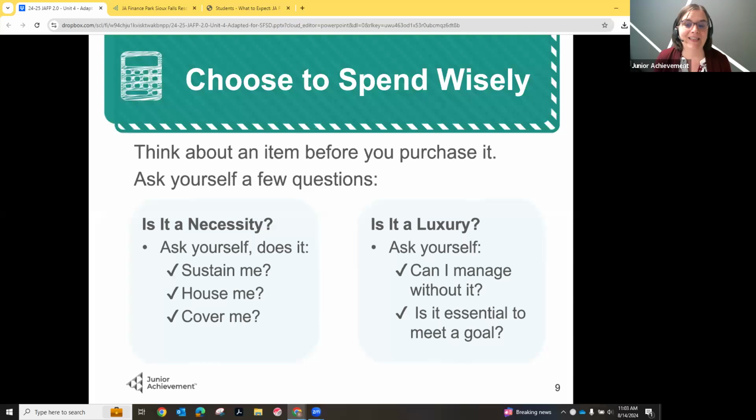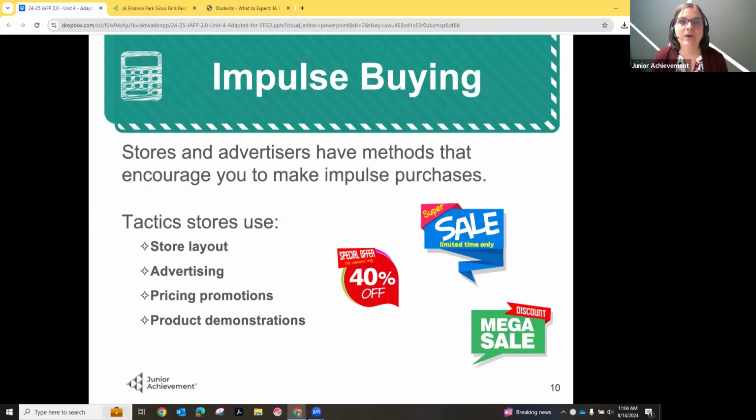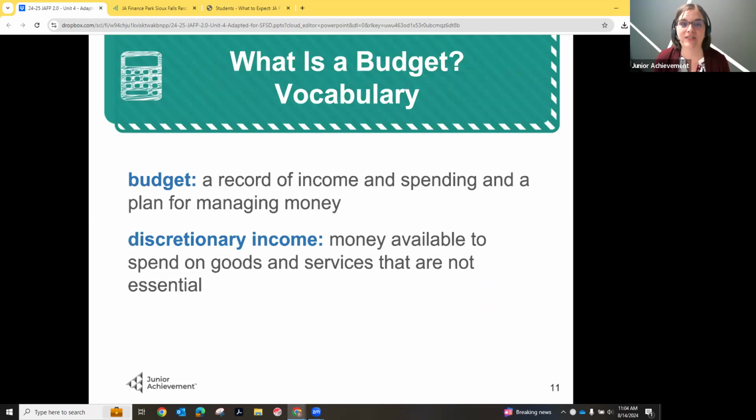Again, is it a necessity or is it a luxury? It's just some different ways for them to think about it. We do want to highlight briefly impulse buying as well, because we can all get trapped with that. So it's a fun way to have that conversation. So again, all of that we want to wrap up into a 10 to 15 minute overview regarding needs and wants. Okay, then we're going to transition into budgeting and we're going to come back to this purchase list.